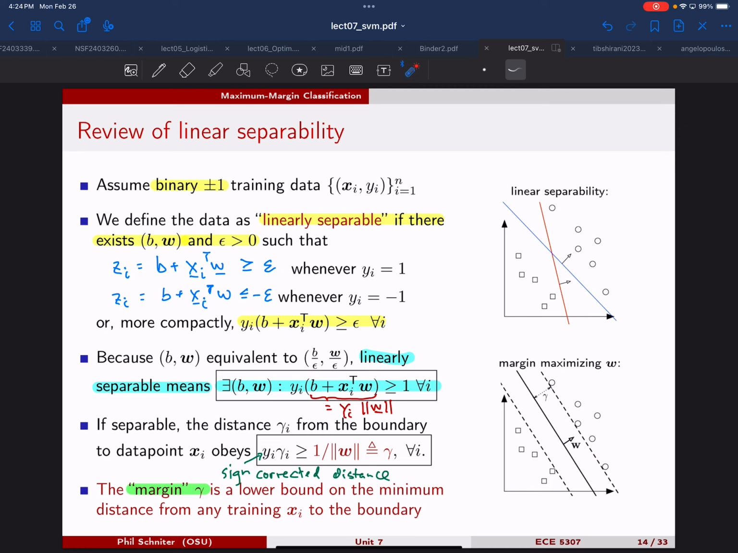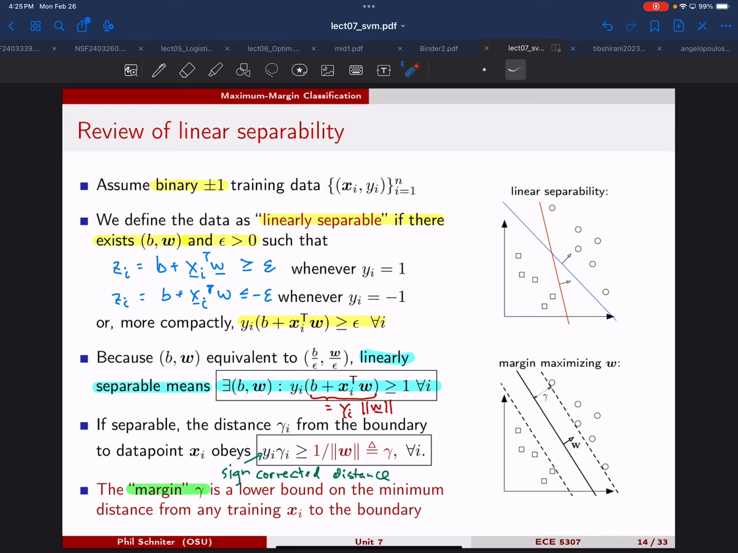Okay, so this is what we can do if we have linearly separable data. We know that this holds. This comes directly from this definition. So what do we want about gamma? Do we care about the size of gamma? What do you guys think? We want it to be large so we're confident. Want it to be large, yeah.